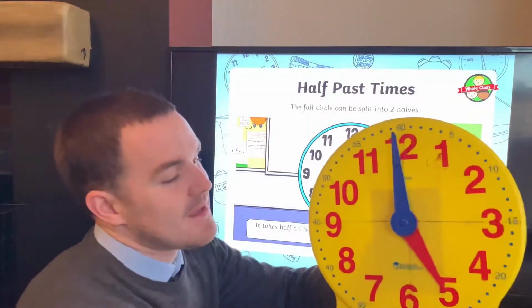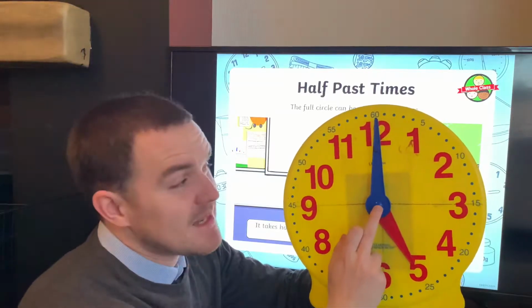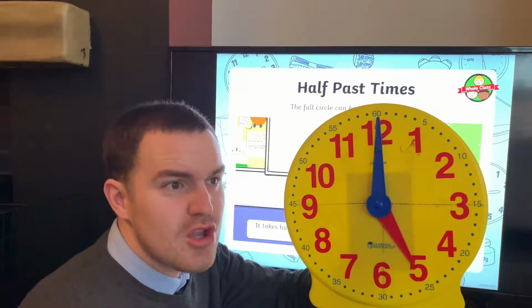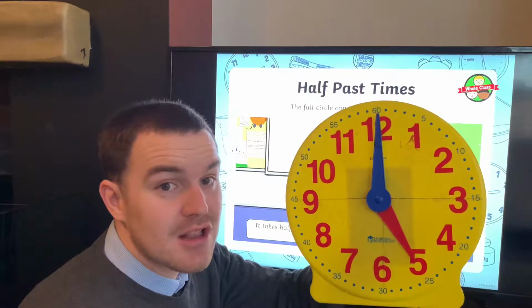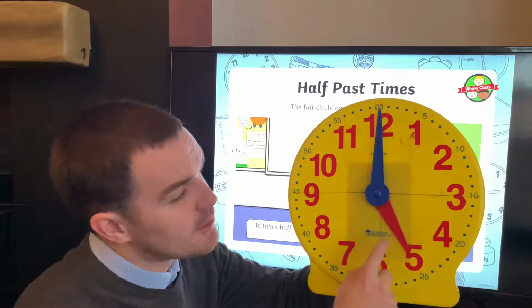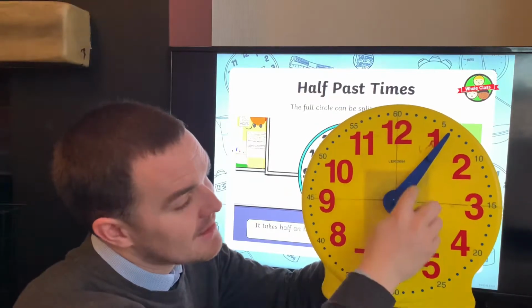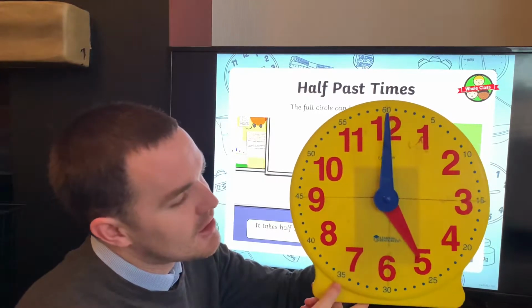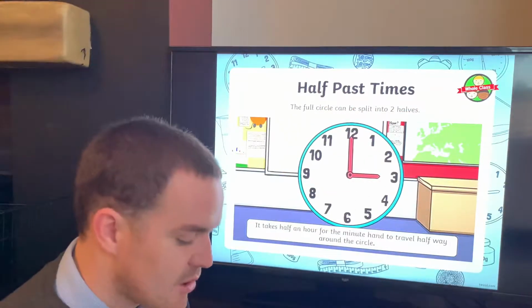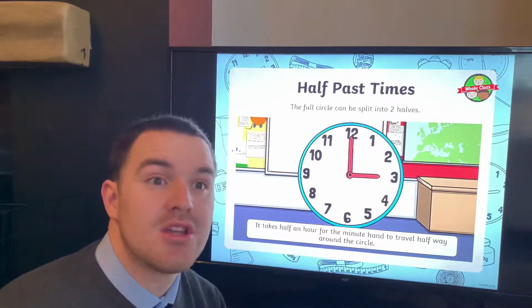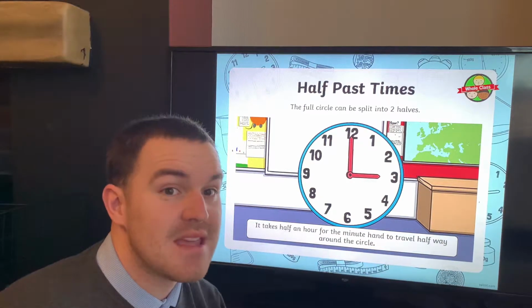Now, if this big minute hand, the long one, is pointing at 12, where do you think it will be pointing if we want to cut this circle clock face in half? Now, I've actually already cut it in quarters. If you look carefully, I've got lines in mine. If we want to cut it in half, where do you think that blue one's going to travel to? Maybe you can have a go now. You put your blue hand where you think it's going to be if it travels halfway.